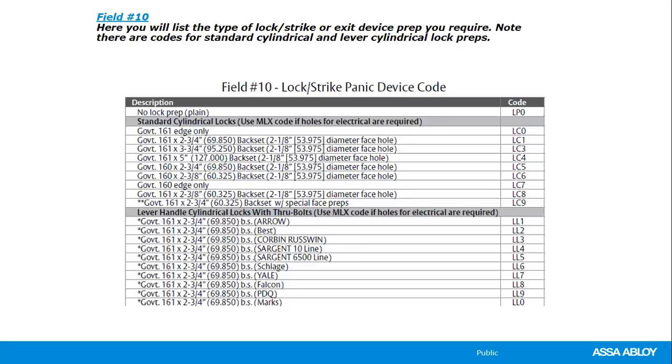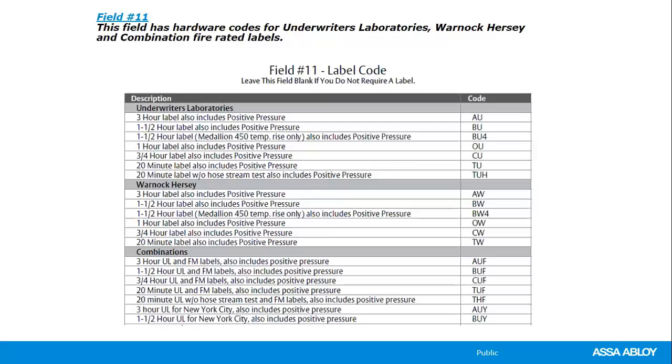But this gets into a lot of different other types of hardware preps as far as your lock and your strike and exit devices. Your fire rated codes for your doors, you'll see it listed here. We have UL, we have Warnock, we have different combinations. And again, we have that label construction one that's listed a little bit down on the page. Leave this field blank if you do not require a label. You'll see some of those on previous pages also, that if it's something that's a standard, you don't have to put that in. You can just leave it blank.